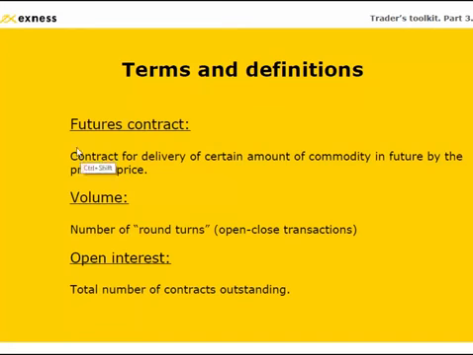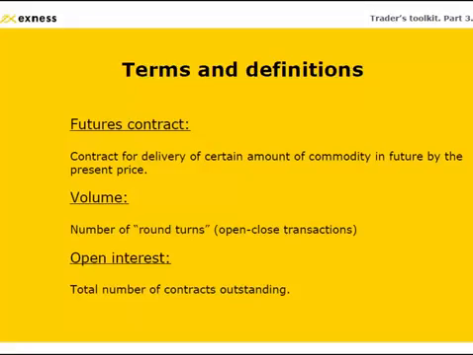Well, about the volume. What is volume? It is also very important to learn what volume is. It is a number of so-called round turns, open-close transactions. If I open a trade and then I close the trade, the system registers that one value of volume adds to the whole number of volume.